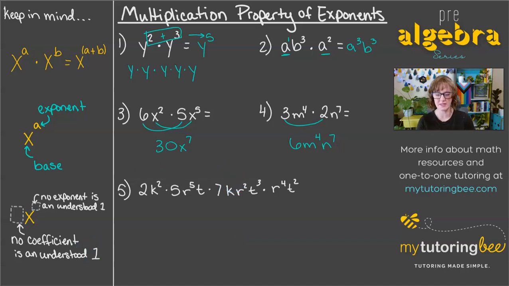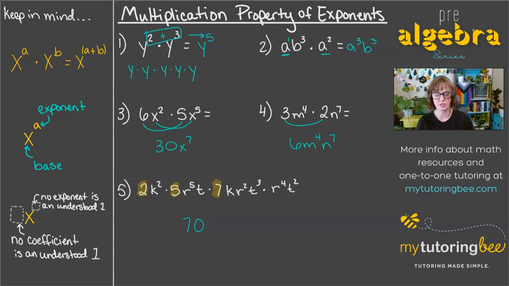All right, and then our last example here, we've got a pretty long expression, so let's see what we can do with that. Let's first go through and identify all of our coefficients. So I see 2, 5, 7, and then this is a coefficient of 1. Again, when we have a variable and we don't see a number out in front of it, then that is just an understood 1. So 2 times 5 times 7 times 1, well, 2 times 5 is 10, times 7 is 70, and then times 1 is also 70.